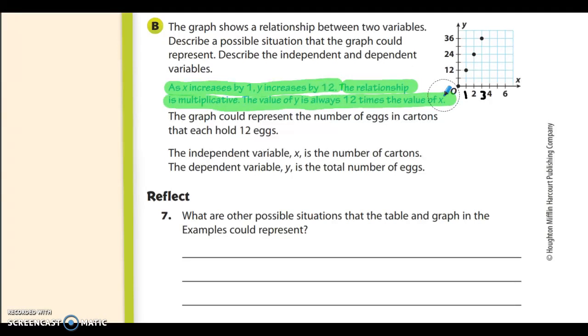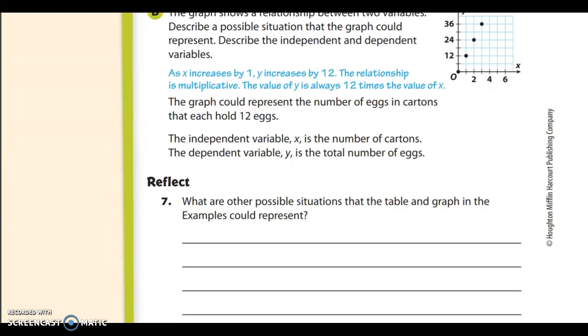So what we're saying, how this one's different than the last one, is that as we increase the values of x by 1, we increase the values of y by 12. We're multiplying by 12. We're not adding in this case. So what could this represent? The graph could represent the number of eggs in cartons that each hold 12 eggs. So this would be the cartons, and this would be the eggs. And that should make sense because if you have 1 carton, that would be 12 eggs. If you had 2 cartons, that would be 24 eggs. If you had 3 cartons, that would be 36 eggs. If you had 4 cartons, it would be up here, it would be 48 eggs. All right.